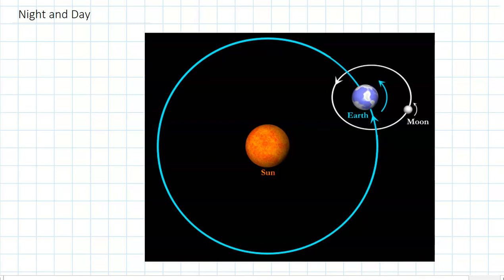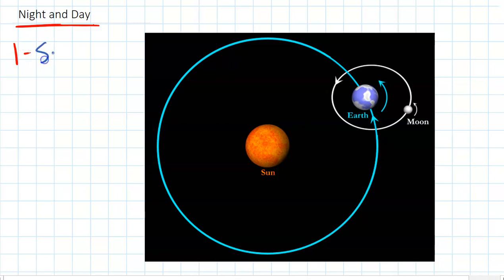Hey everybody. So we're now going to learn about why we have night and day. Before we learn about that, we need to remember how the Earth, the Sun and the Moon all move around each other. Well, actually, the Sun doesn't move, so that's the first thing.